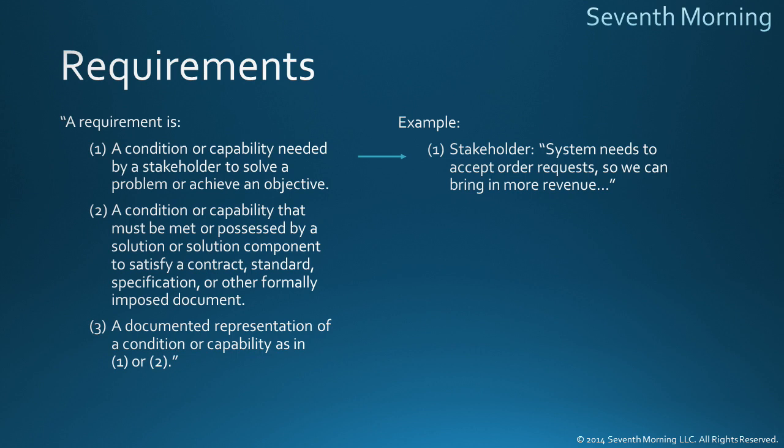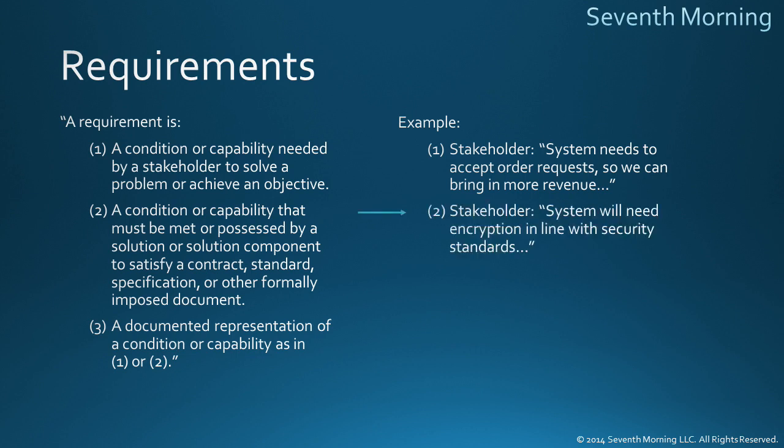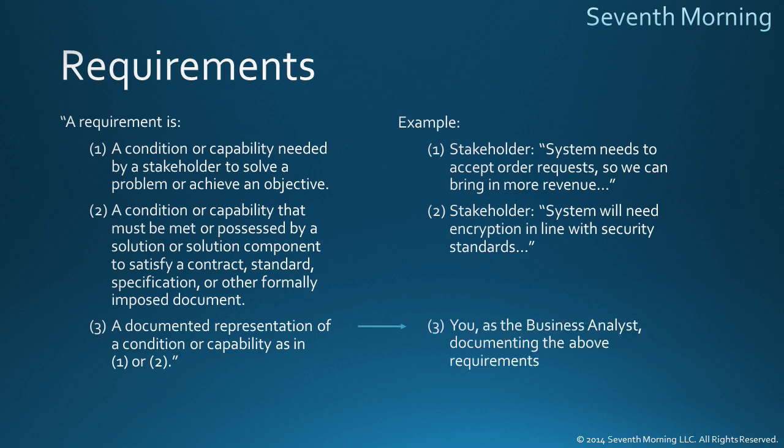She then goes on to say, and of course, since there is money involved, the system will need encryption in line with standards. Well, that might be a good example of the second definition. And then if you leave the meeting and write up a requirements document, or user stories, or entries in your requirement management system, that text is what they mean in the third definition. So all of this is what we mean by the term requirement. Now let's talk a little bit about who is involved in working with requirements.